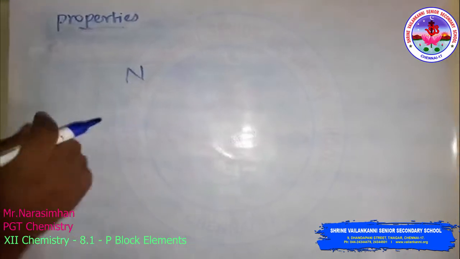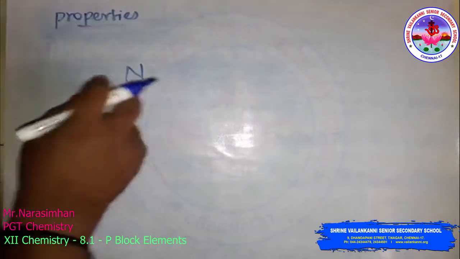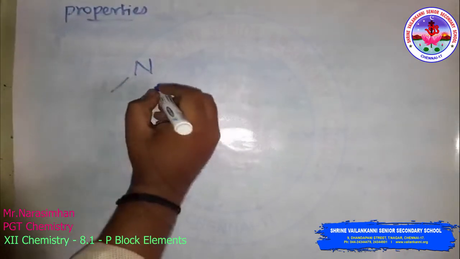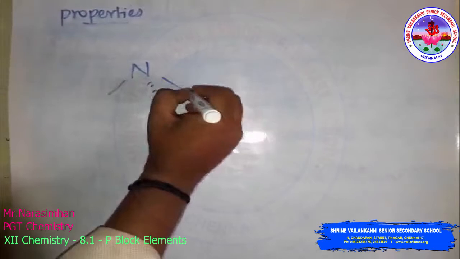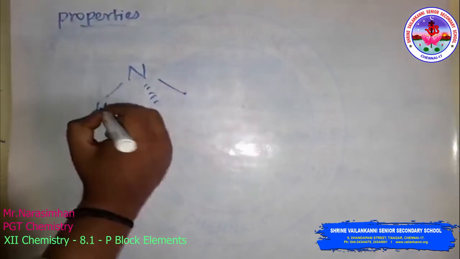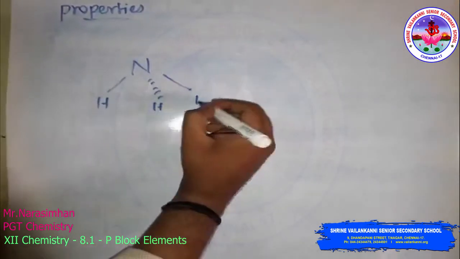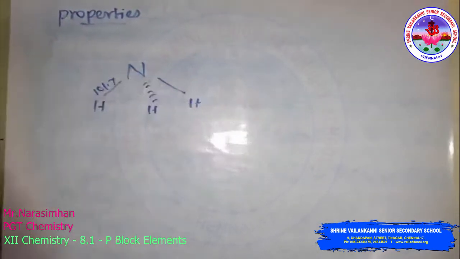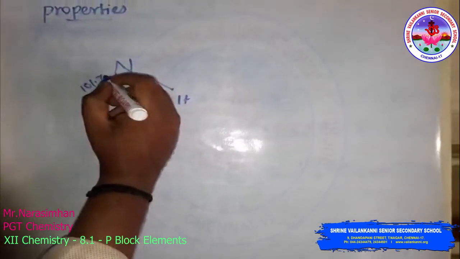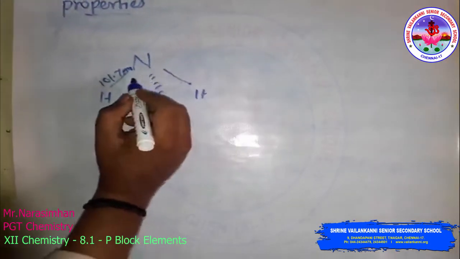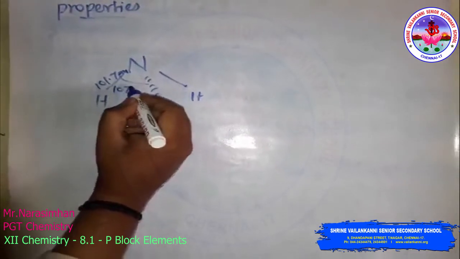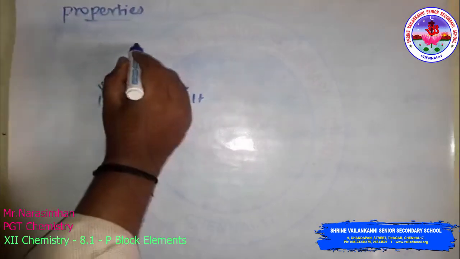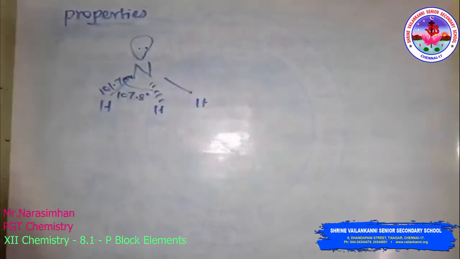Ammonia is a colorless gas with a pungent odor, and the structure is like this. Here the N-H bond length is 101.7 picometer, and the bond angle is 107.8 degrees. It contains one lone pair of electrons also.